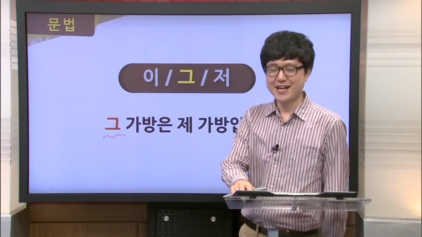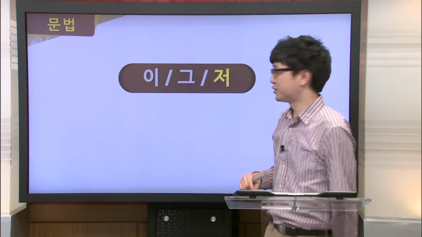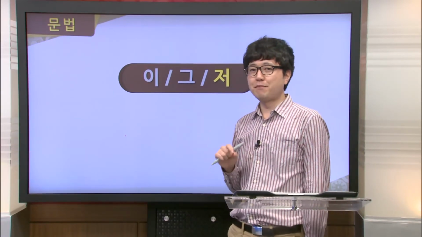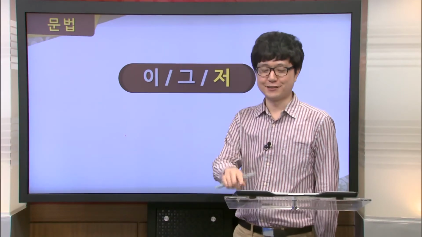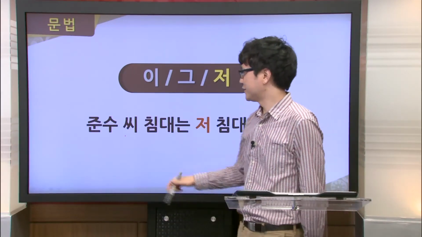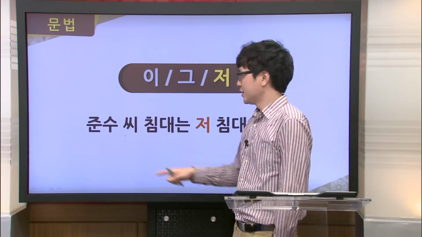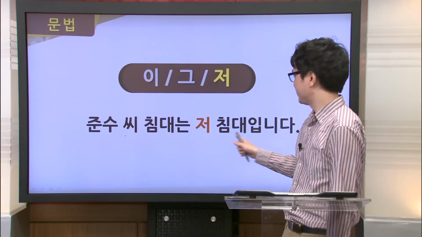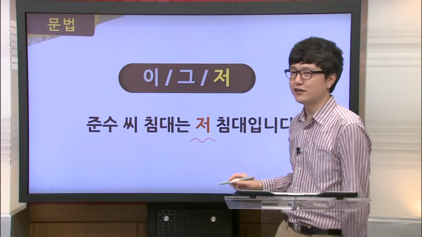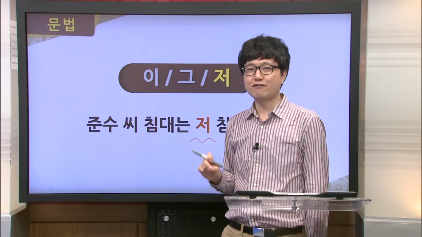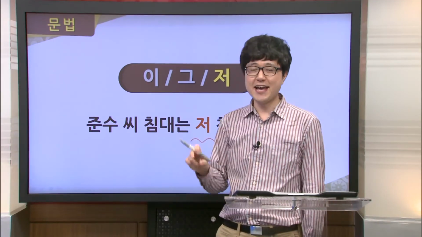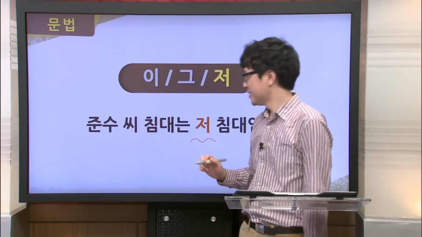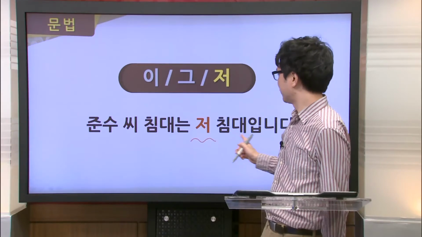Okay, good job. Now, if we look at the last marker here, 저. Remember, 저 is used to refer to an object that is far from both the speaker and the listener. So if we look at an example here, remember from our dialogue, the roommate said, 준수 씨 침대는 저 침대입니다. So he used 저 here to indicate that the bed is far from both the roommate and 준수. So could you go ahead and please repeat once after me? 준수 씨 침대는 저 침대입니다.